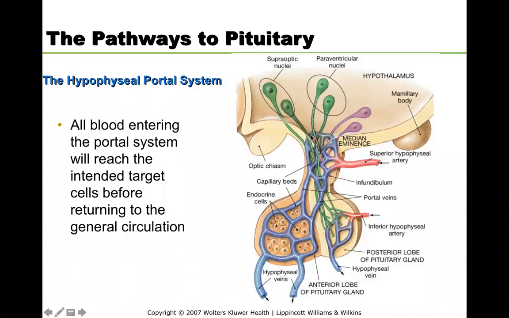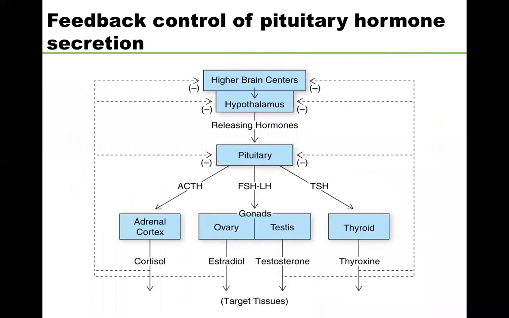So these hypothalamic regulatory hormones come out and act on the endocrine cells of the anterior pituitary, and as such there is release of the next set of hormones from the anterior pituitary. So how does this work?